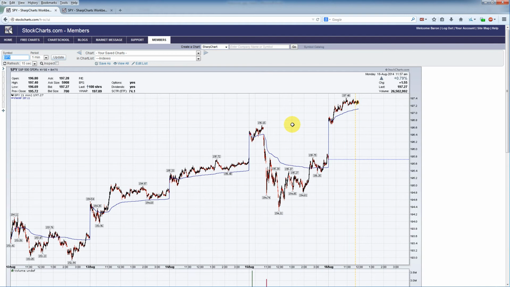This is a trading strategy. This has nothing to do with being right. This has everything to do with, we're trying to make money here. We do not care what happens with the market. We're just playing the odds.